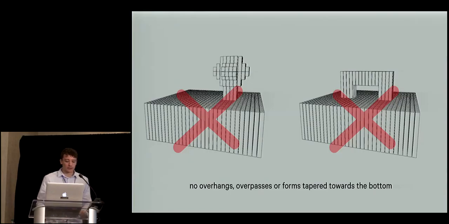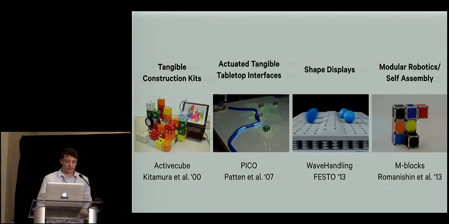One big motivation for this research is the fact that current shape displays are still very limited in terms of their output. For example, we cannot display overhangs or overpasses or any shape that is tapered towards the bottom. And all rendered shapes are attached to the shape display at the moment and cannot be taken off. So we think that the combination of passive objects and the dynamic shape display can be one way to overcome those limitations. Related works to our project can be described in four categories.